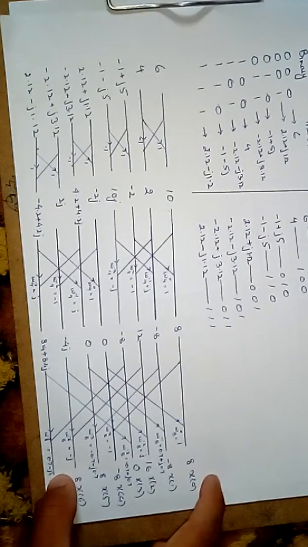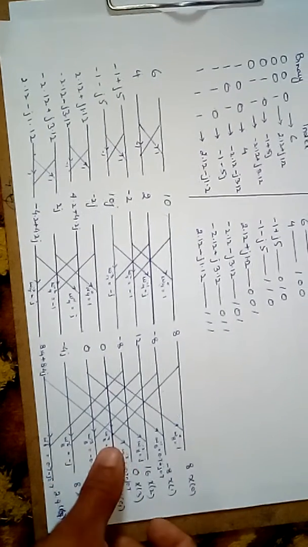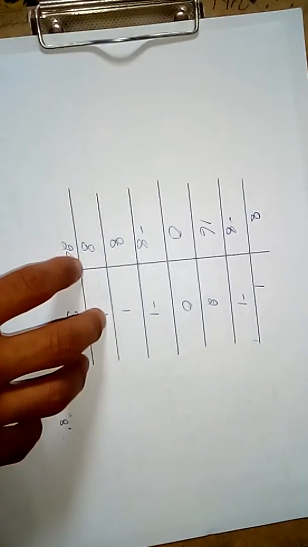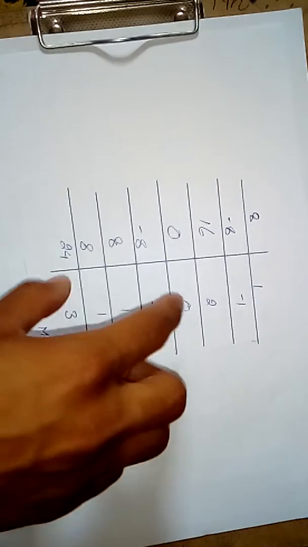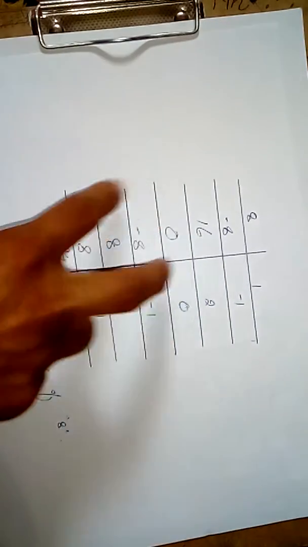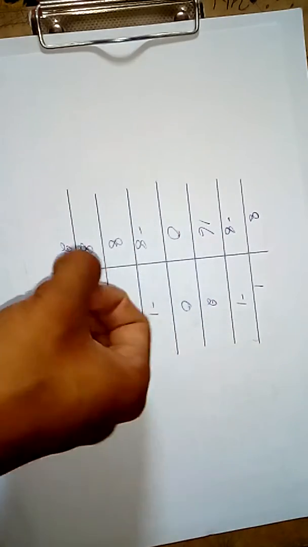And this is the multiple of 8 of the original signal. Comparing it with the original signal, we get to know that this is a multiple of 8 of the original signal.